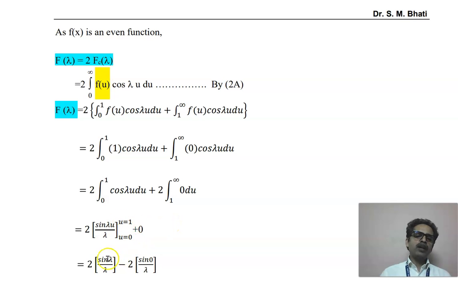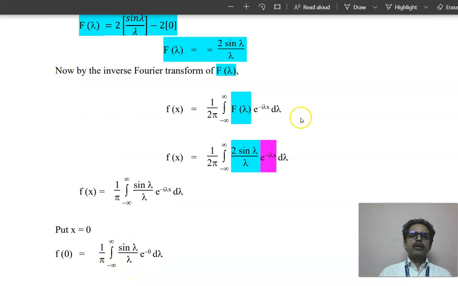Now we put u is 1, you can find the first term. Then you put u is 0, you will find the second term, and between them there is a minus sign. You know sin of 0 is 0, so the second term became 0 here, and in this way we obtain the Fourier transform. We obtain the value of capital F lambda as 2 sin lambda upon lambda. Now by the inverse Fourier transform of capital F lambda, f(x) is given by 1 upon 2 pi integration from minus infinity to plus infinity capital F lambda e raised to minus i lambda x d lambda, right?